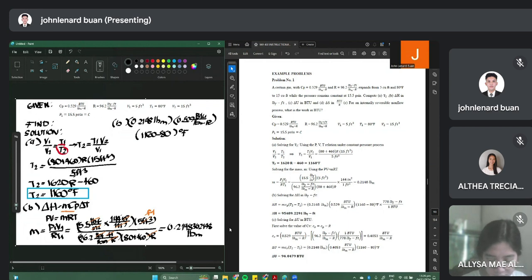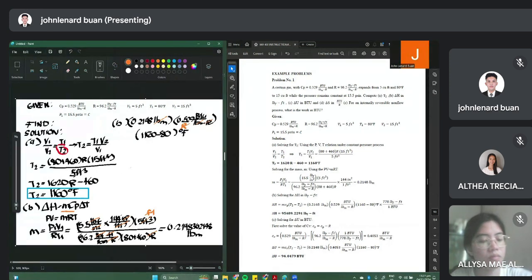509 times 160 minus 80. So, alright. Let's cancel out the equations first. Unit analysis muna tayo. Cancel pound mass, pound mass. By the way, this degree Fahrenheit is also equal to Rankine. That is simply equal to Rankine too.